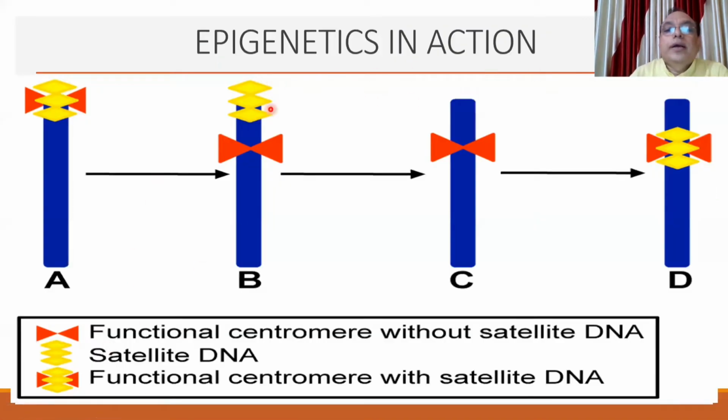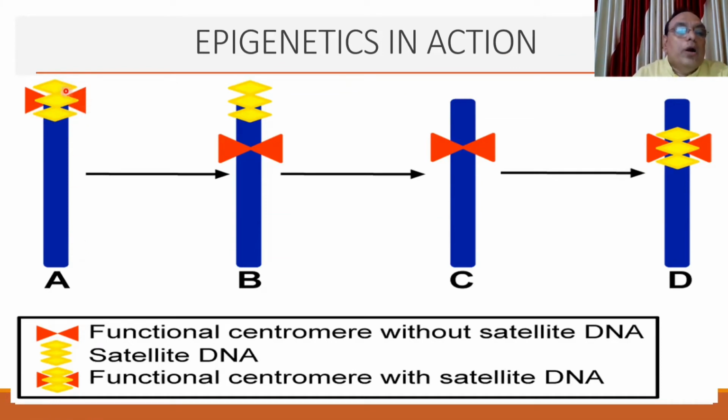So here you see the epigenetics in action. This is a case of shifting of the centromere of Equus, species Equus. Even if you don't take it as a centromere of Equus, just take the example. You may treat it as A, B, C, D, whatever you like. Here it has this satellite DNA, and the centromeric protein is attached to the satellite DNA.